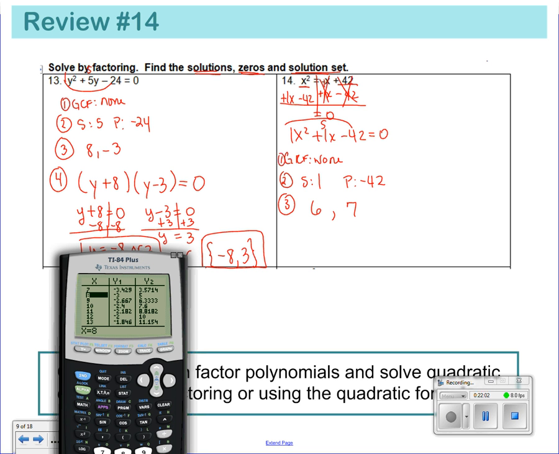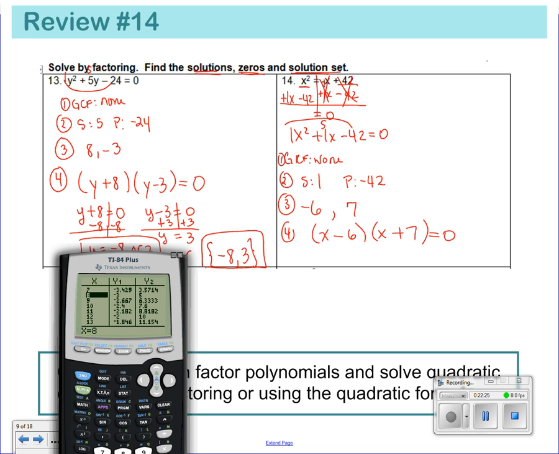I need it to be negative. So one of these must be negative. I'll try negative 6. Negative 6 plus 7 does equal positive 1. I chose correctly. So now we will rewrite it. Our variable was x. We have an x up front, and then negative 6 and a positive 7 we fill in. Since we're solving, we have to set that equal to 0.